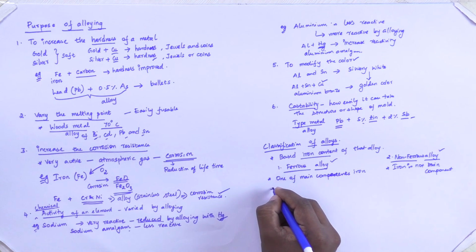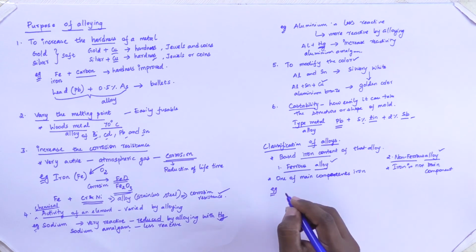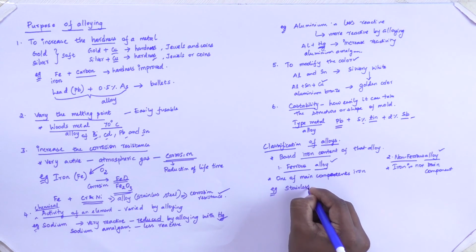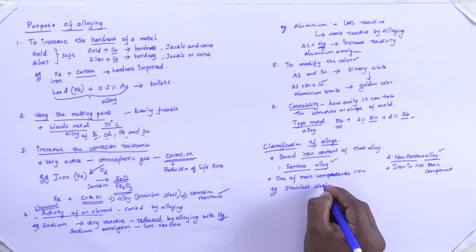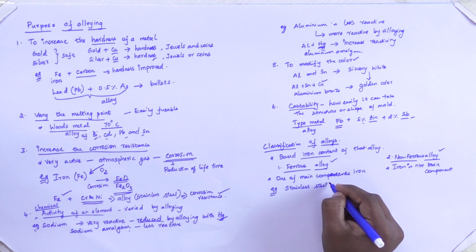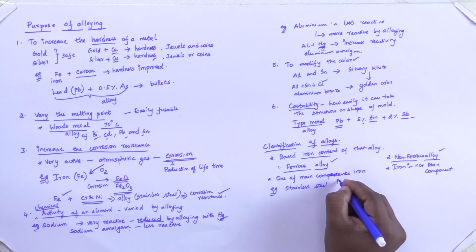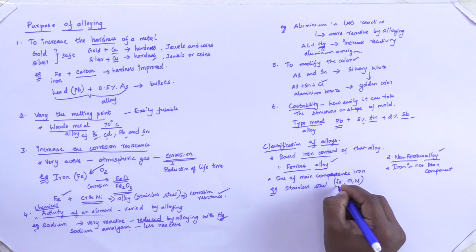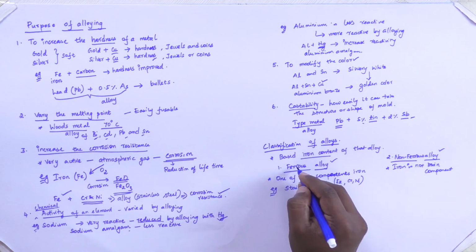Next, we look at the examples. In the ferrous alloy, we can take stainless steel as an example. As we discussed, iron is the main component, and for improving its corrosion property, we added chromium and nickel, so this is an iron-containing alloy. That's why it is classified as ferrous alloy. So it has iron and then chromium and nickel. One of the main components is iron. That's why it's a ferrous alloy.